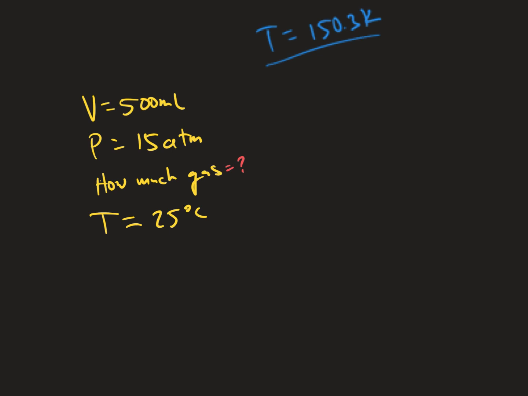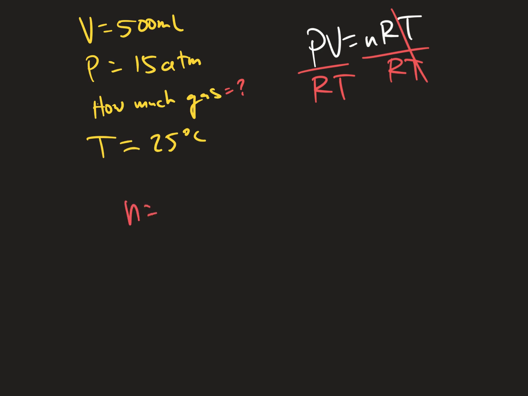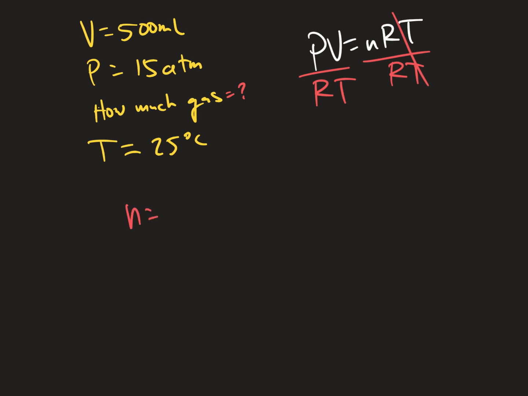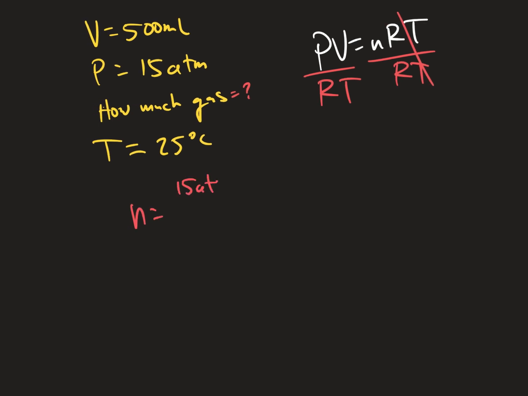So we're going to use PV equals nRT, and we're going to solve for number of moles. How do we do that? Divide by RT on both sides. Divide RT to both sides, good. And we got the number of moles is equal to our P, which is 15 atm, times our V, which is 500 milliliters, divided by R, which is 0.0821.